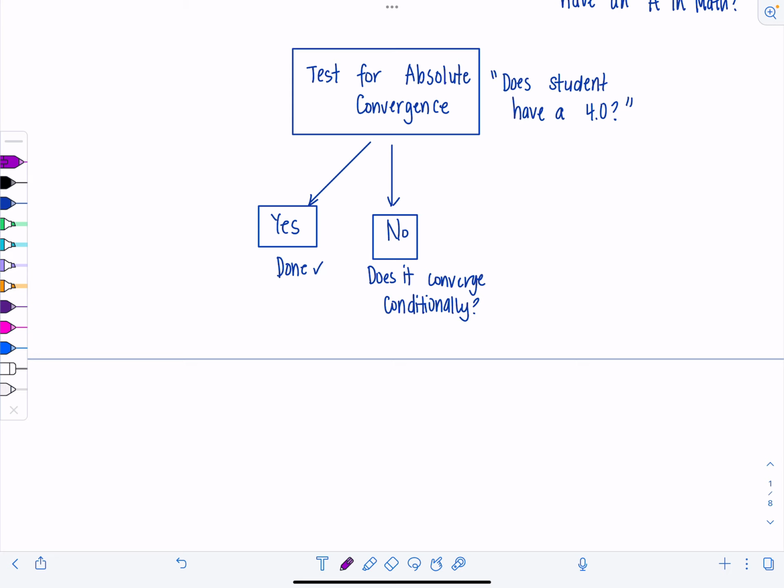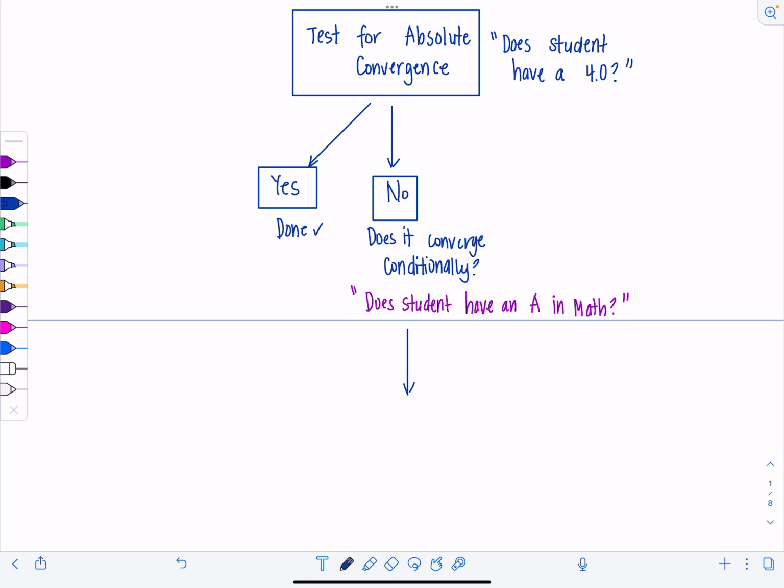That's akin to asking, does the student at least have an A in math? So basically, we know they don't have a 4.0, but do they have an A in math at least? Is there some hope for them? So what test do you use to test for conditional convergence? Always AST. So you use the alternating series test to check for conditional convergence.